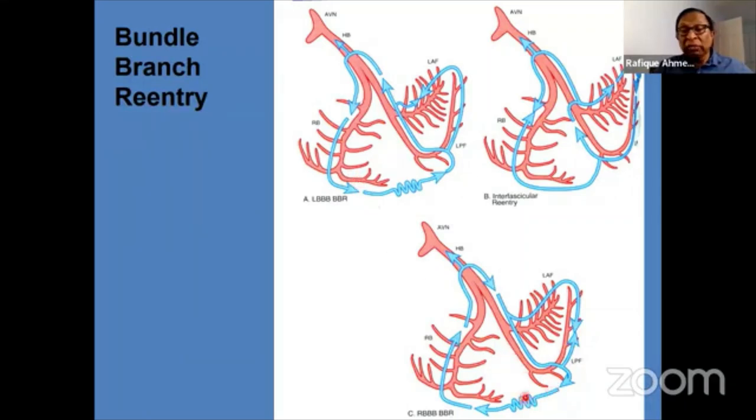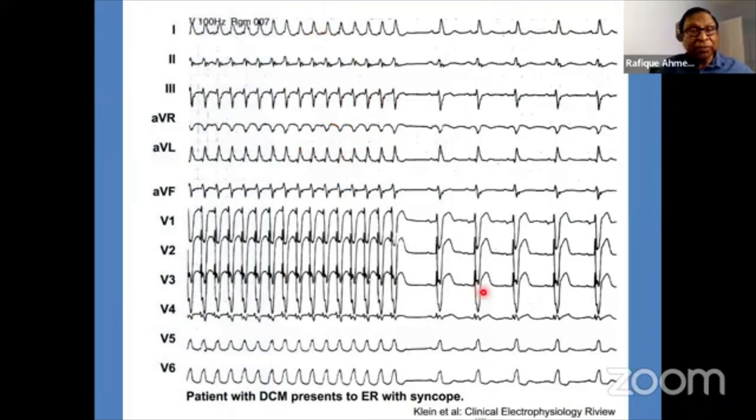I have one ECG that I would like to show and ask, please look at this ECG. And if we have a poll, I would like to have that up. Not right now, but please look at this ECG. This is a patient with history of dilated cardiomyopathy, came to the ER with syncope, and this is the first ECG. You can see that there is a tachycardia, and then it stops, we have sinus rhythm. And the question is, what is this tachycardia?